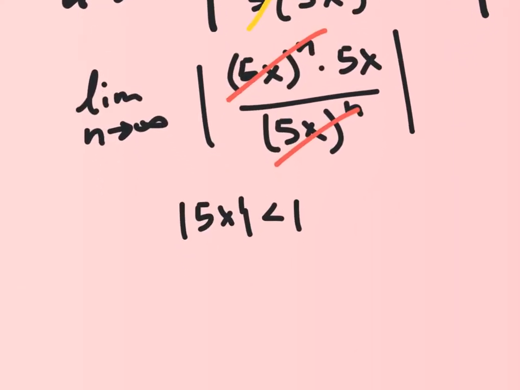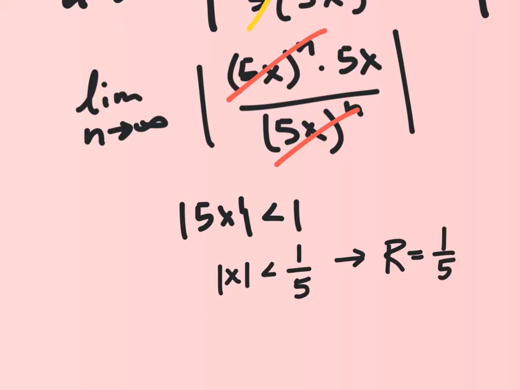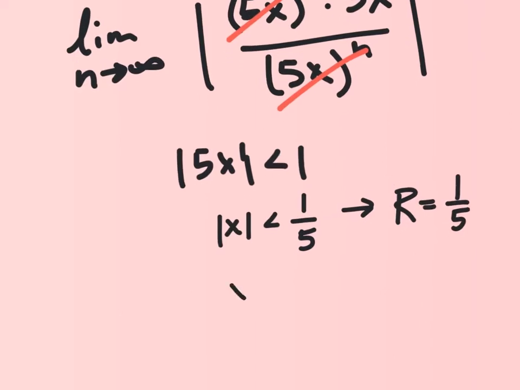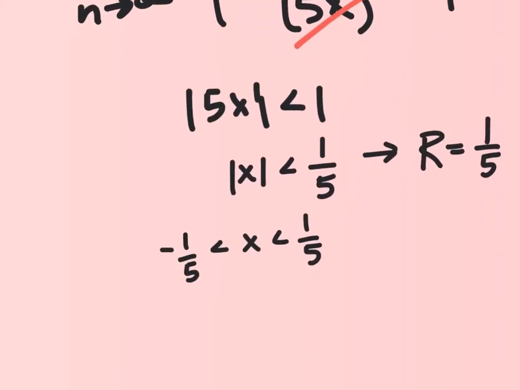The next thing you want to do is isolate x. Therefore, the absolute value of x would be less than 1/5. Right there, you have your radius. Your radius of convergence is 1/5, and it's centered around 0. So if I took the absolute value away, this is our potential interval.